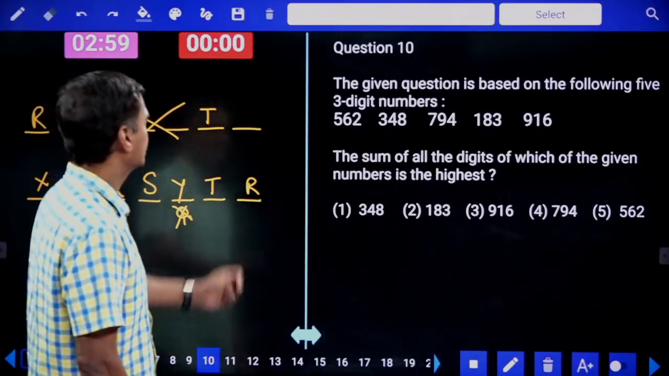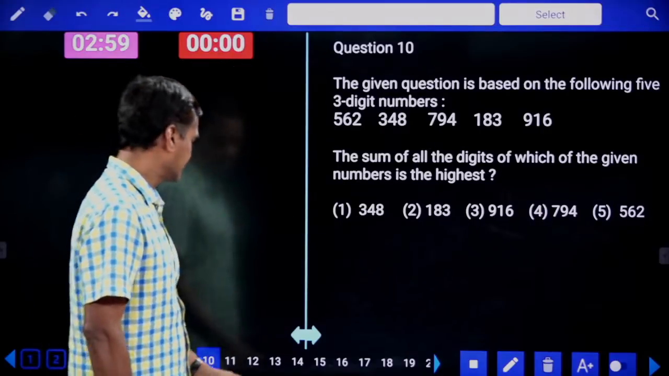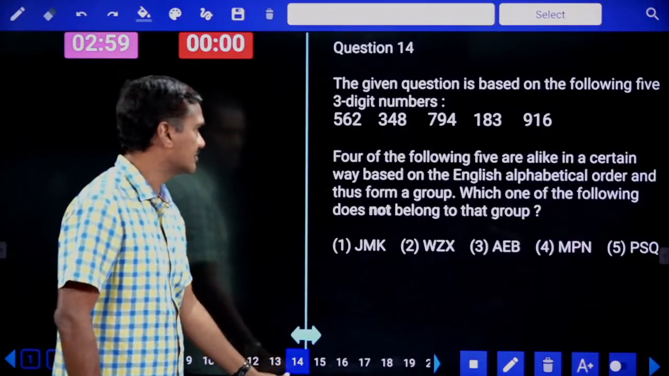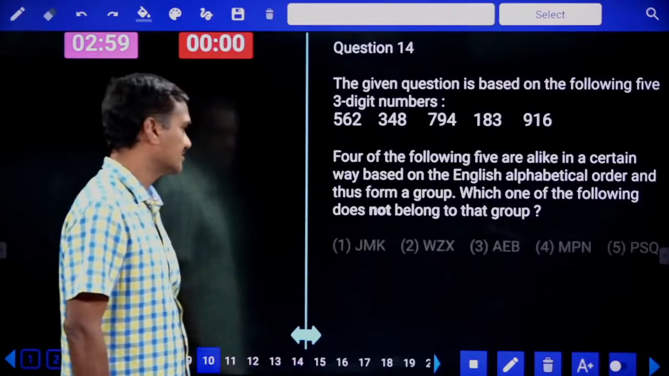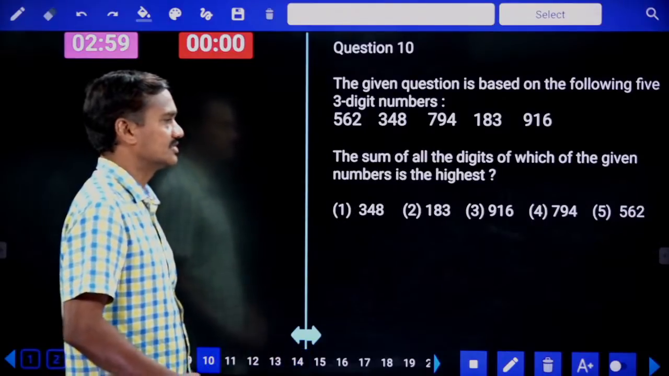Now 10 onwards, they are based on set of numbers. How many questions were given? Yes, 5 questions based on this one. Start working out this one. Question number 10.